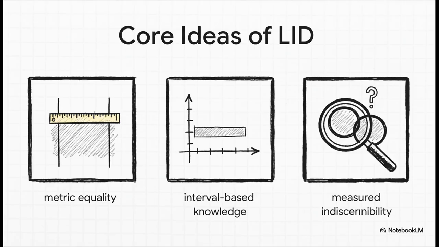First, it gets rid of absolute sameness and replaces it with what's called metric equality, which is basically just sameness within a certain margin of error. Second, it fully leans in and accepts that everything we measure in the real world comes in these fuzzy intervals. No more pretending. And third, it swaps out that old fiction of perfect absolute identity for the much more practical reality of measured indiscernibility.